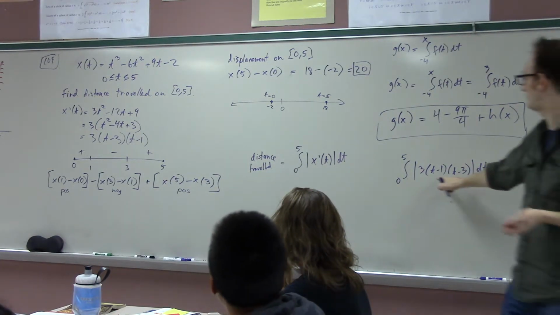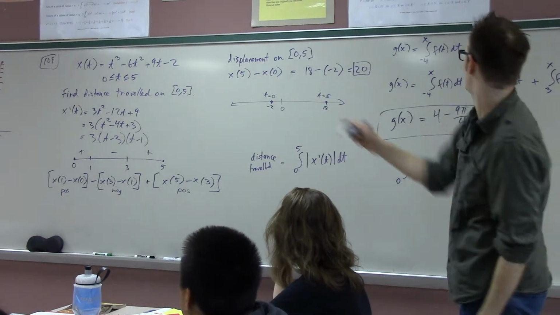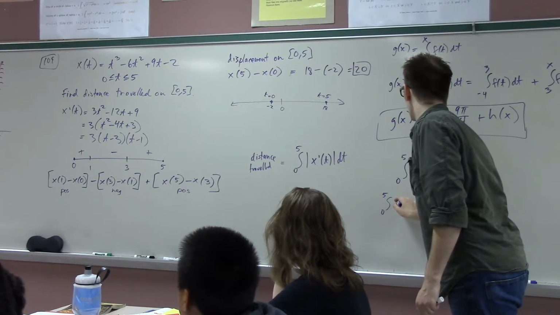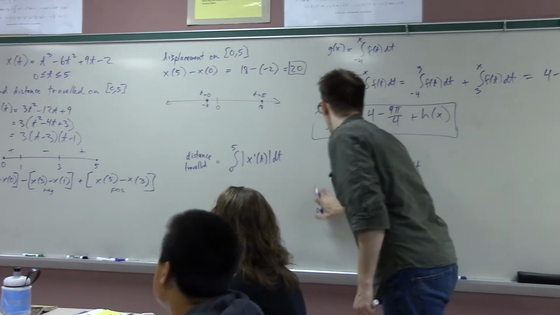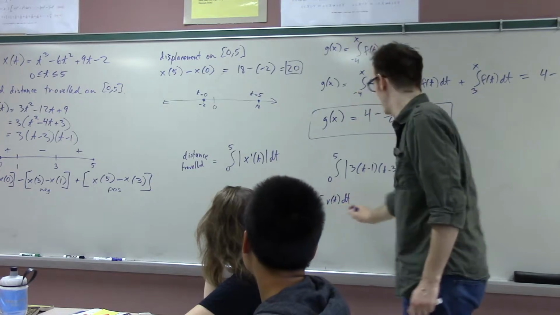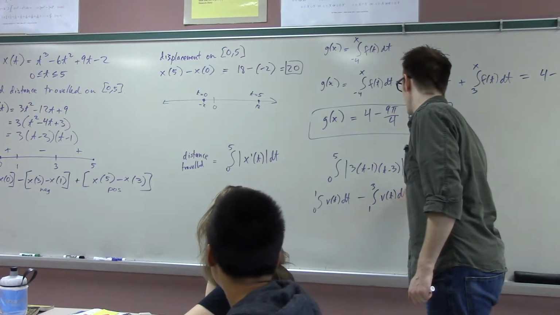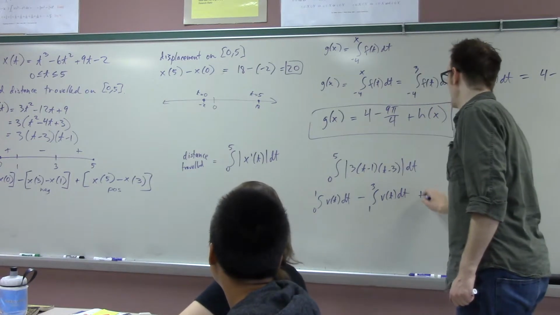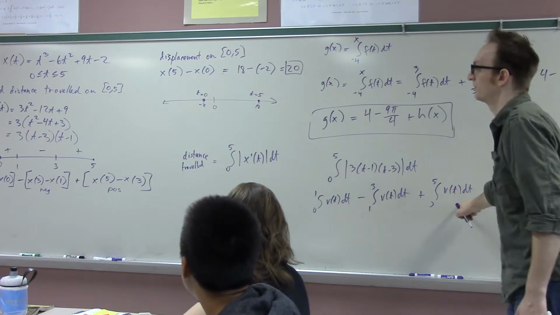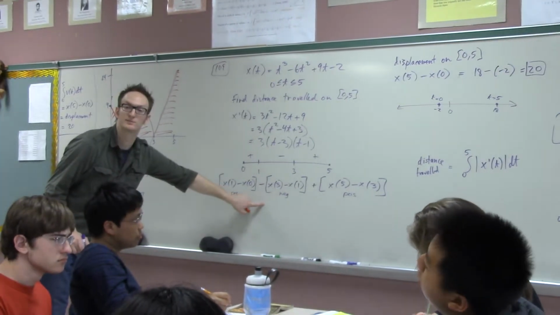I would just have to figure out where it was positive and negative, and I would have to split it up. I would look at that picture and I'd say, oh, okay, well this is the integral from 0 to 1 of the velocity, because I know that's going to be a positive number, minus the integral from 1 to 3 of the velocity, because I know that's going to be a negative number, plus the integral from 3 to 5 of the velocity, because I know that's going to be a positive number. And this exactly matches what we got over here without using integration.